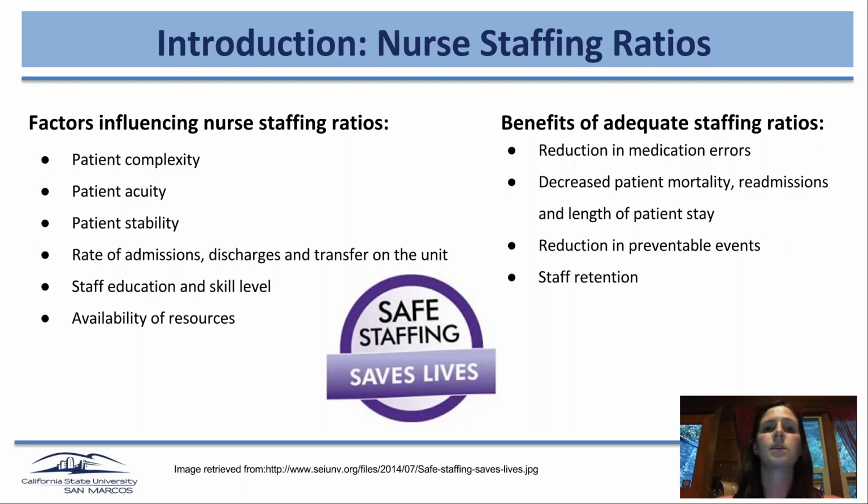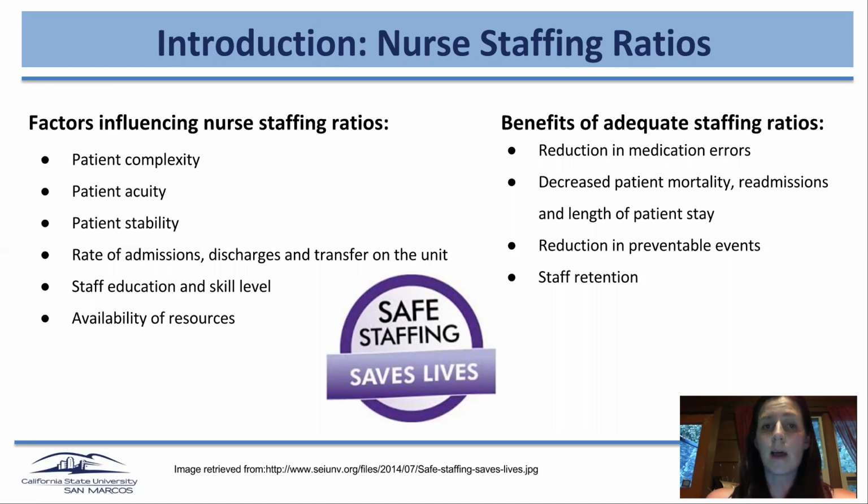a healthcare organization. Some of these include the complexity of patient care, the acuity or intensity of nursing care required for a patient, how stable a patient's condition is, how often admissions, discharges, or transfers occur on a unit, the education, experience, and skill level of both nursing and supportive staff, as well as the availability of resources. Recent studies have shown increased patient outcomes, financial incentives, and reduction in staff turnover with adequate staffing ratios.